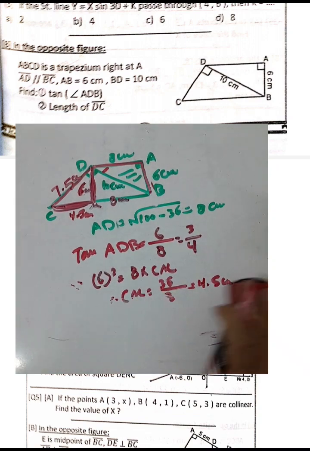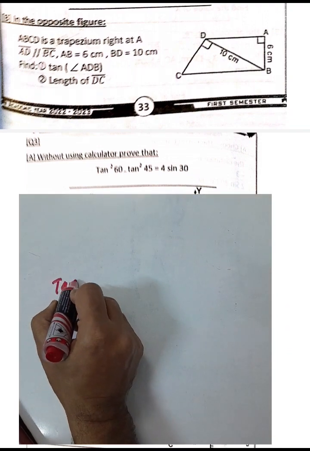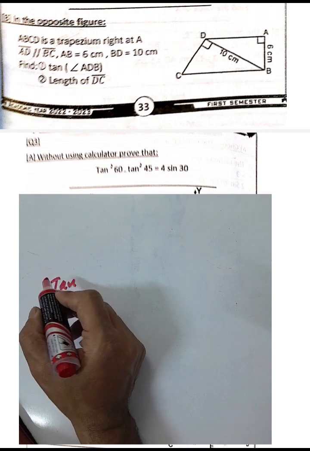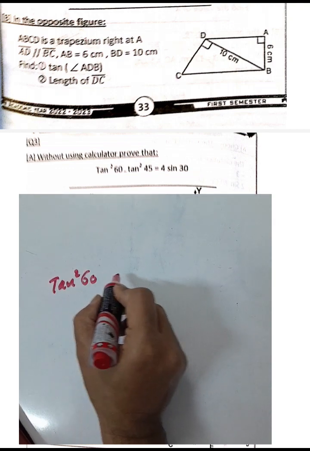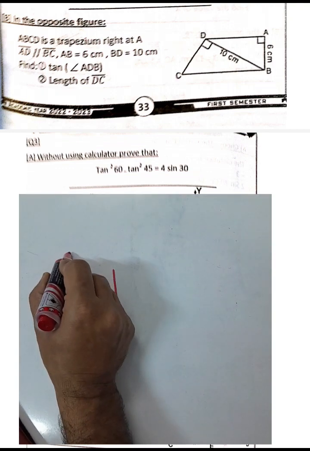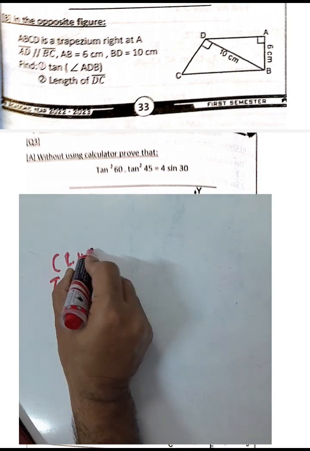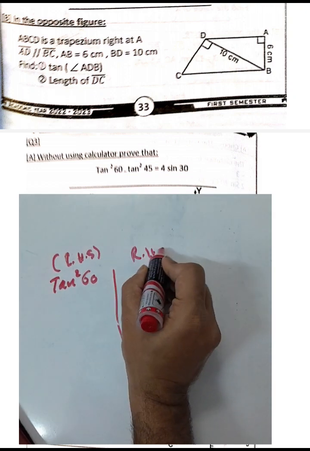Okay, next question, number 3. Without using a calculator, find or prove that the left hand side equals the right hand side: tan² 60. It's left hand side and right hand side here.